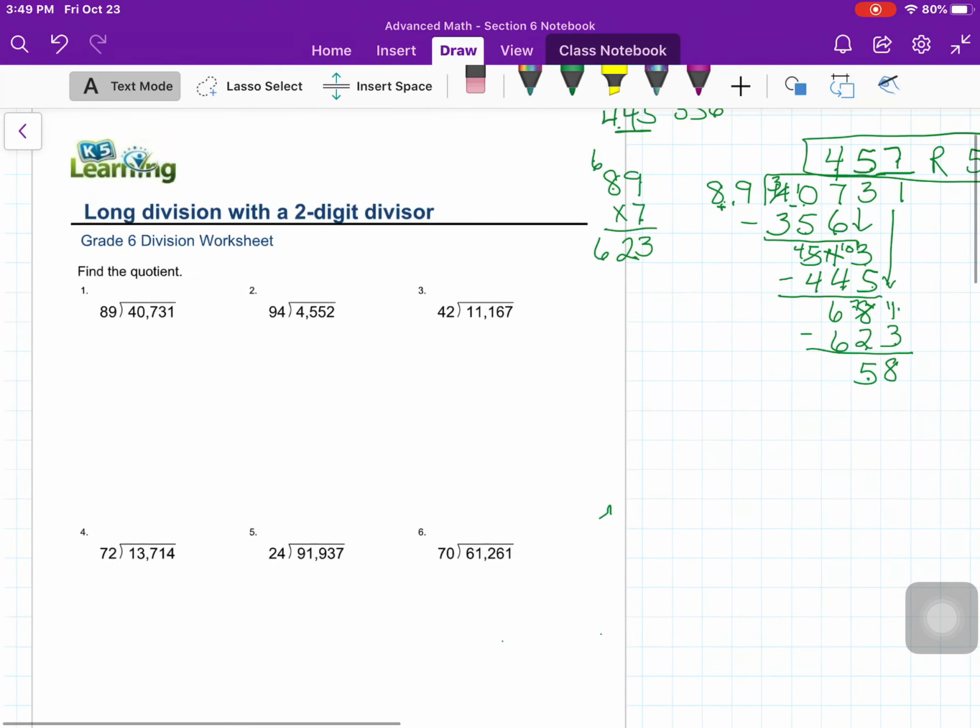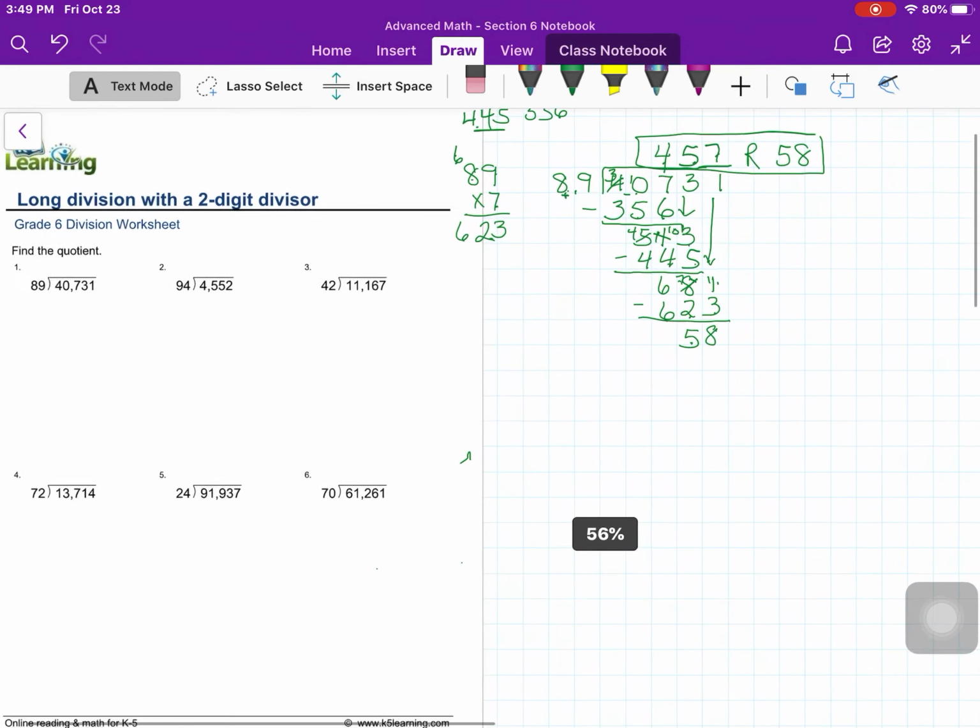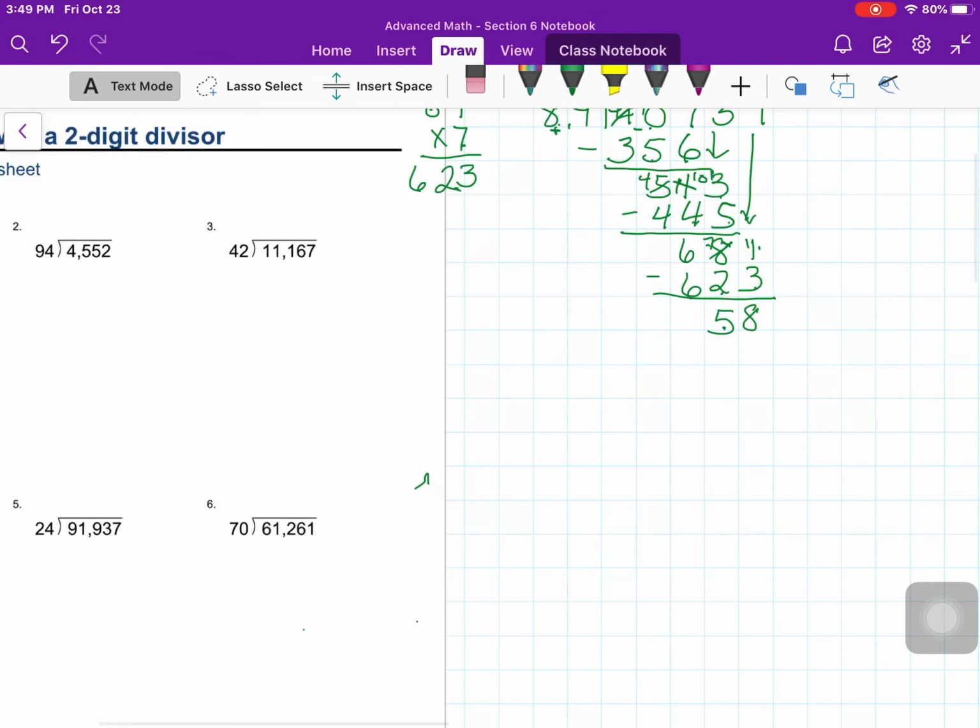Let's try another here. Let's try number 2. We can rewrite that right down here. We've got 94 as our divisor. We've got 4,552 as our dividend. And we've got to ask ourselves, okay, 552, sorry about that. All right. How many 90s can I get out of 455?